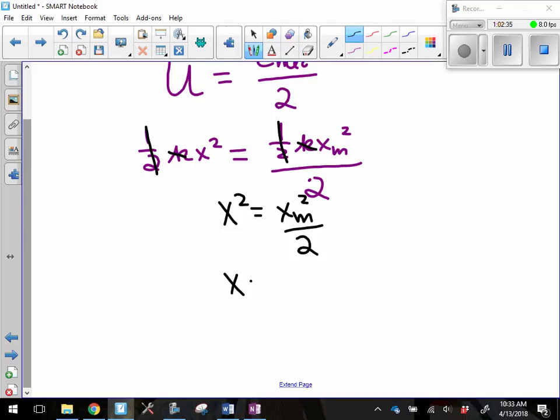Okay, so what's x going to be? But don't forget the plus or minus. Okay, because remember that the spring doesn't care whether I've compressed it xm over radical 2 or stretched it by xm over radical 2. It's got the same amount of energy in there. Okay? So great, that's exactly what I wanted to get done.